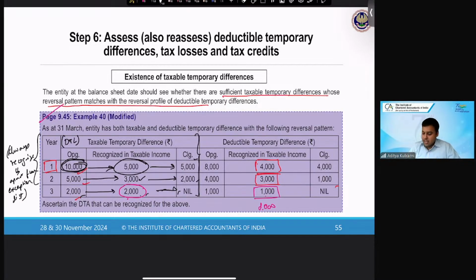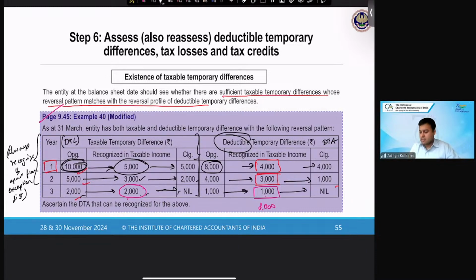Clear. Now, in parallel, there is a deductible temporary difference. This gives rise to a DTA. Now, everybody listen very carefully. The deductible temporary difference reversal pattern is something like this. There is an opening of 8,000. It reverses to the extent of 4,000, leaving a closing balance of 4,000. Then an opening of 4,000, a reversal of 3, and a closing of 1.